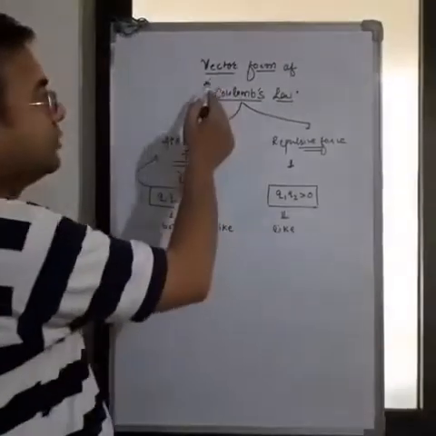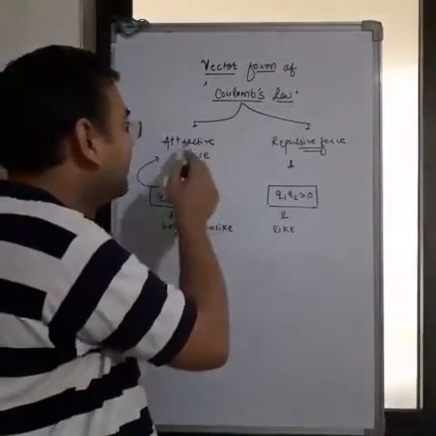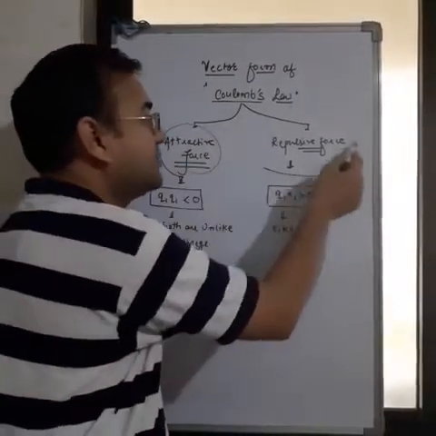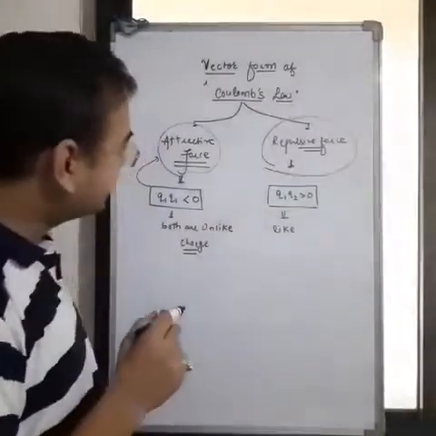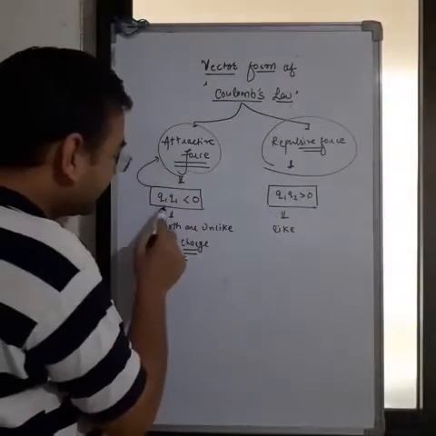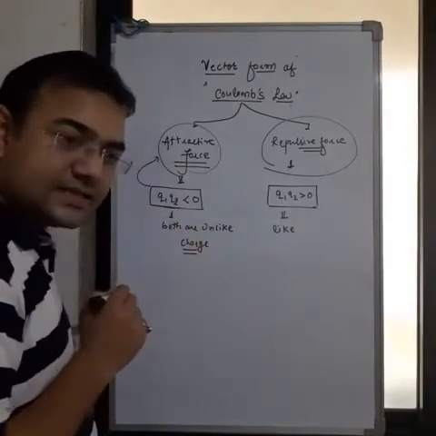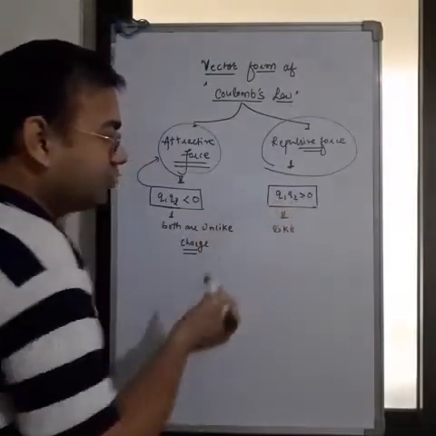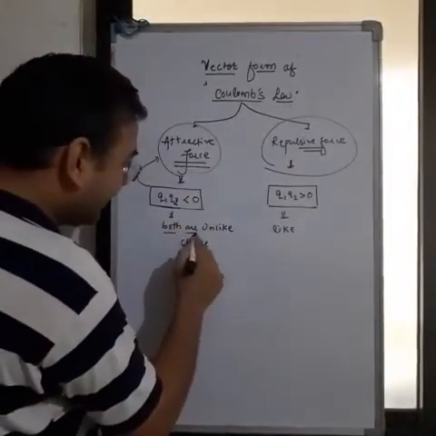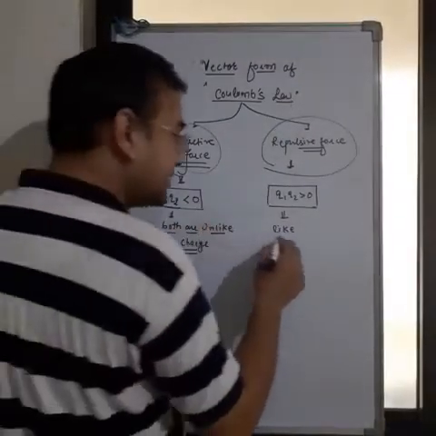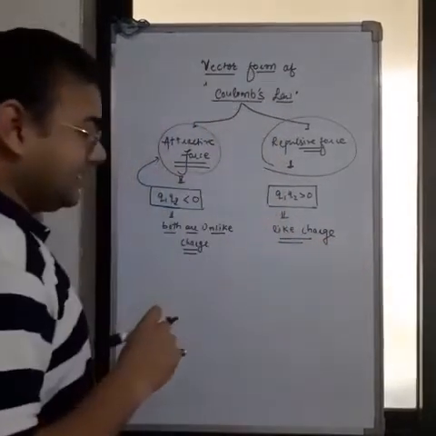Today we have to see the vector form of Coulomb's law. Basically, we have to consider two different situations: one is attractive force and one is repulsive force. In the case of attractive force, we already know that Q1, Q2 are both less than 0, while here Q1, Q2 are both greater than 0. In this case, both are unlike charges, while in this case, both are like charges. So let's see in detail.